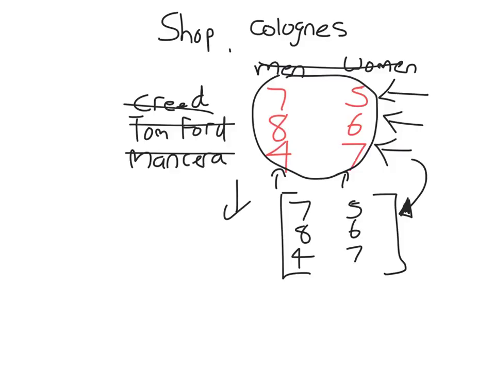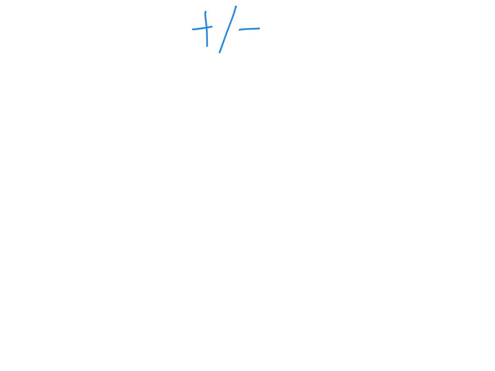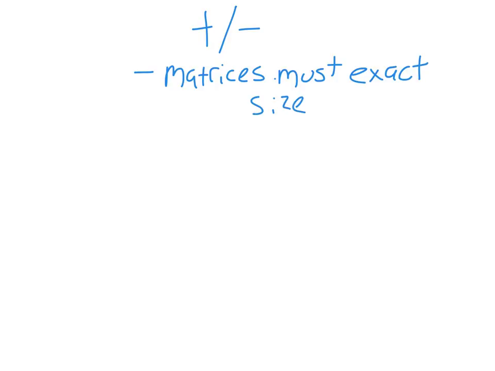All right, so now we're going to look at adding and subtracting. Again, pause and copy down if you need this. To add and subtract 2 matrices, the matrices must be the exact same size. That means they have the exact same number of rows and the exact same number of columns. Matrices must be exactly the same size. That doesn't mean that they have the same number of elements.